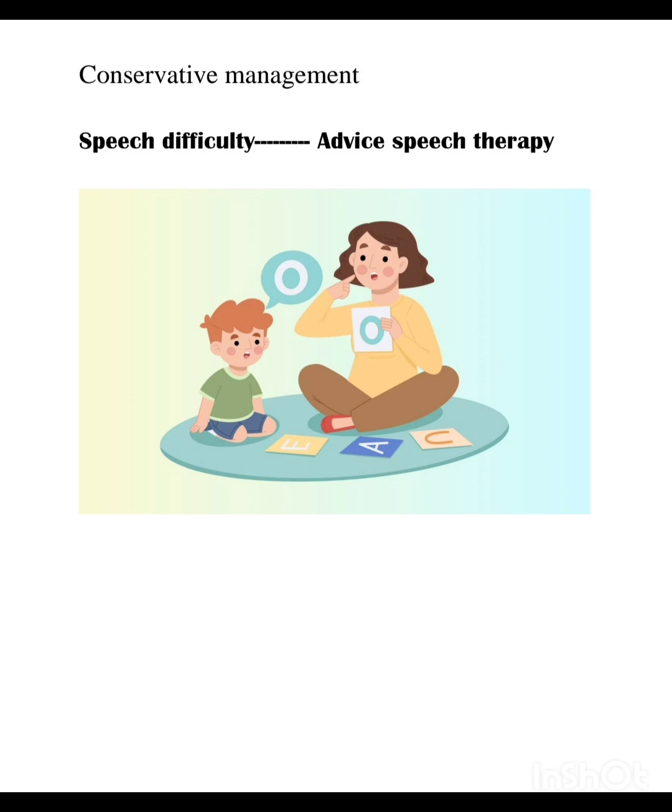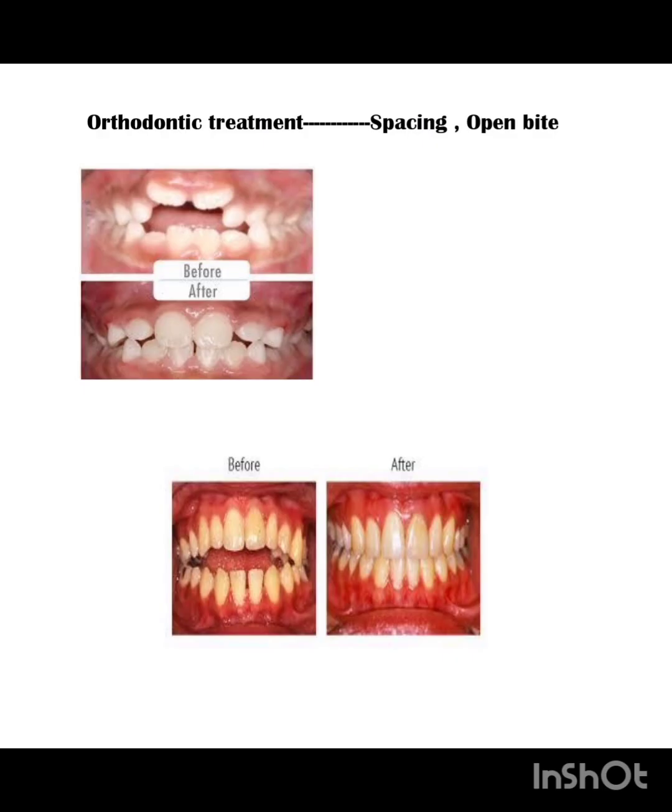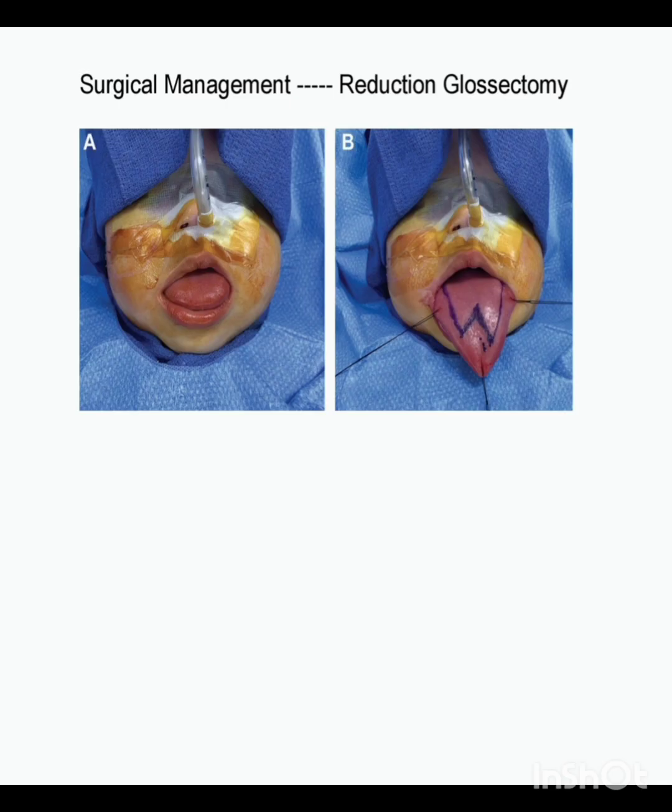If the patient experiences speech difficulty, speech therapy can be advised. In patients with mouth breathing or tongue thrusting, habit correction should be recommended. Some patients may also present with spacing and open bite, for which orthodontic therapy may be necessary. Furthermore, surgical management can be considered in severe cases. This includes glossectomy, a surgical procedure performed to reduce the size of the tongue.